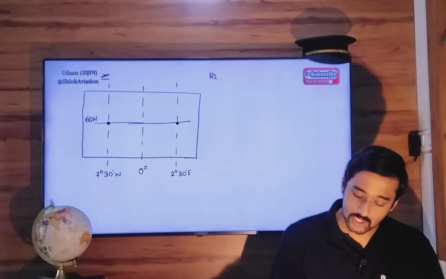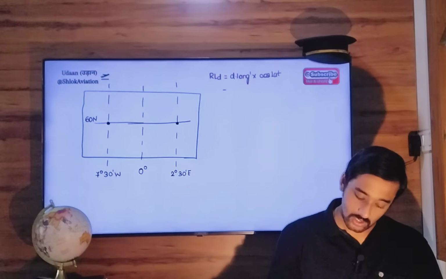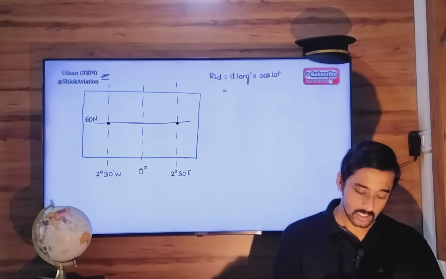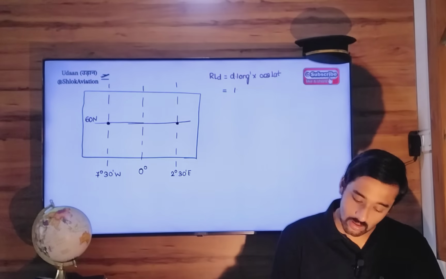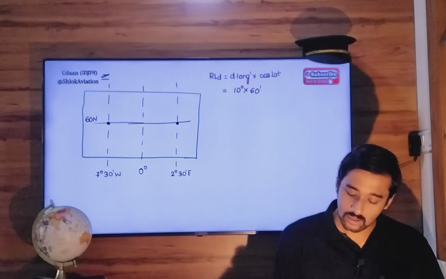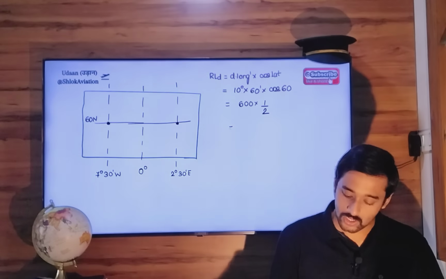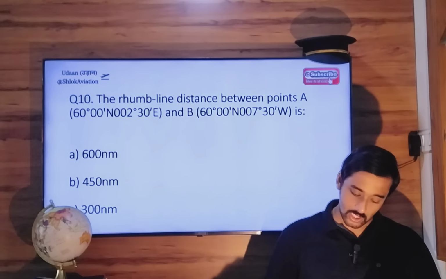Rhumb line distance equals d long in minutes into cos of latitude. So d long 7 degree 30 minutes plus 2 degree 30 minutes is equal to 10 degree multiplied by 60 into cos of latitude, cos of 60. So 600 into cos 60, which is half. So that is 300 nautical mile. So correct answer is option Charlie.